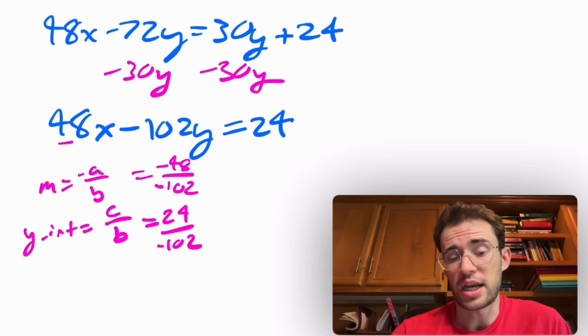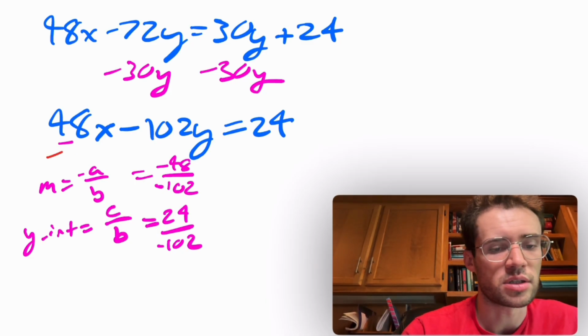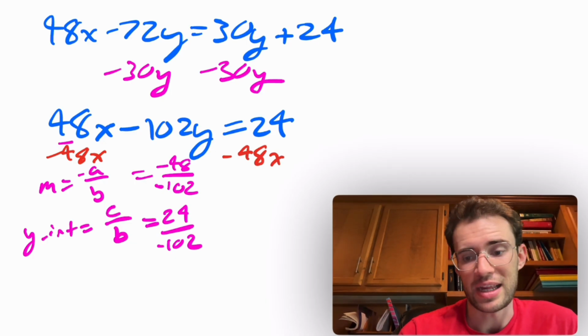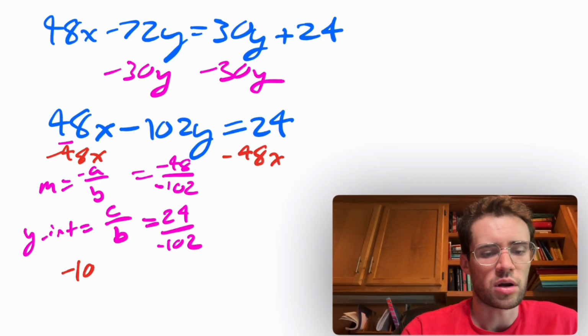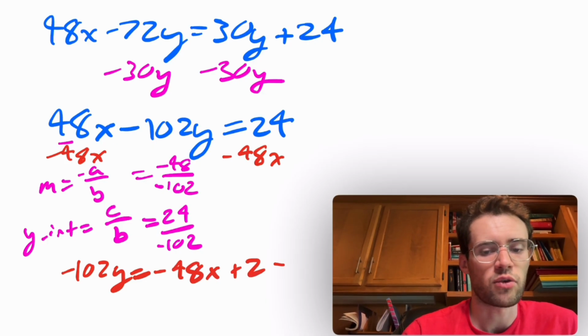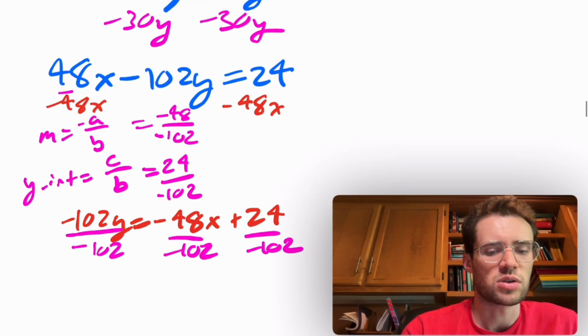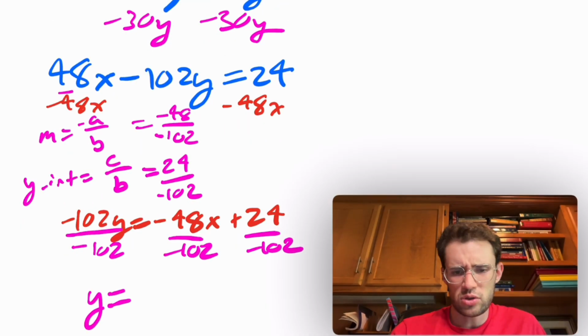Or we could also just get it into slope-intercept form, get the y alone. So I'd subtract 48x from both sides. I don't think that takes that much longer, and then it's a little bit easier to just look at it. We get negative 102y equals negative 48x plus 24. And then I would divide everything by negative 102, which gives us y is equal to, 102 is a multiple of 6.